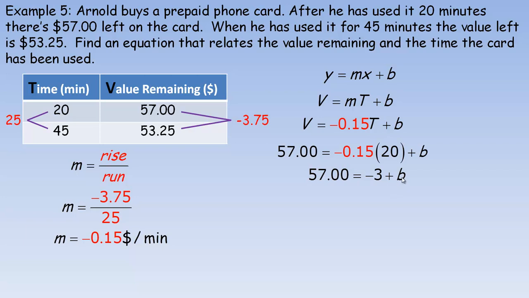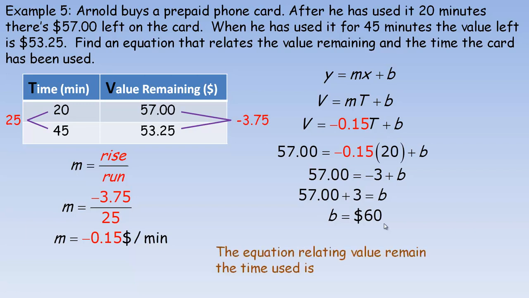And so to find b, I would take this -3, or isolate for b, and bring it over here and add it to the 57. So 57 plus 3 is b, so b is 60. So he paid $60 for his card. So the equation that relates the value remaining to the time used would be, and so I'm putting the 60 in place of b here. So the value is -0.15 times the time plus 60. So that's the equation that relates the value to the time the card's been used.